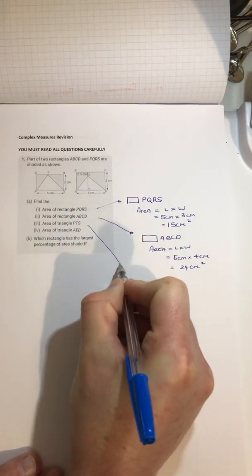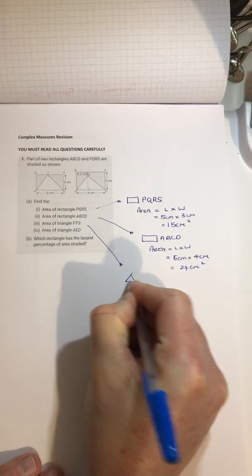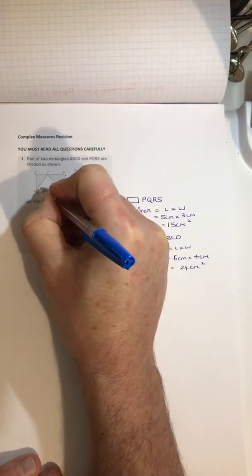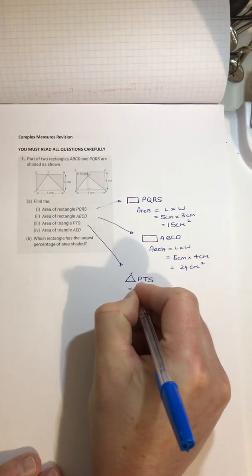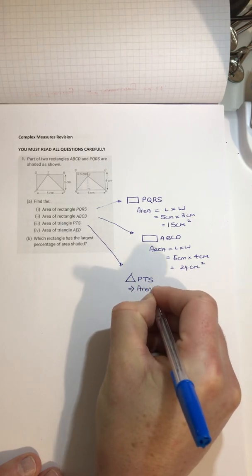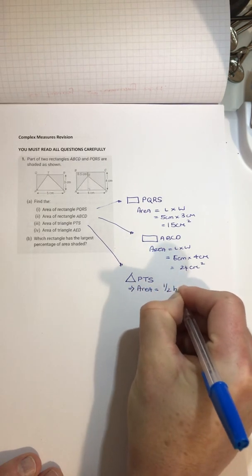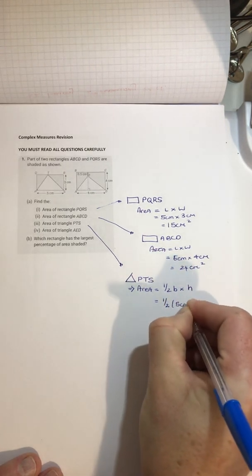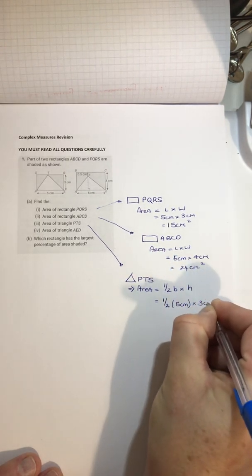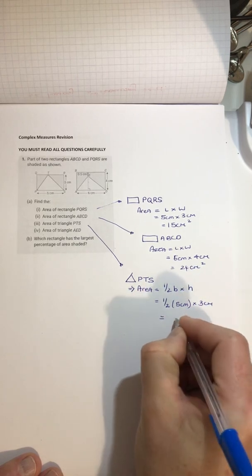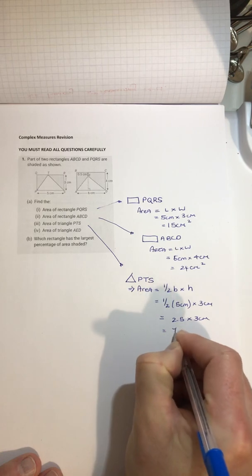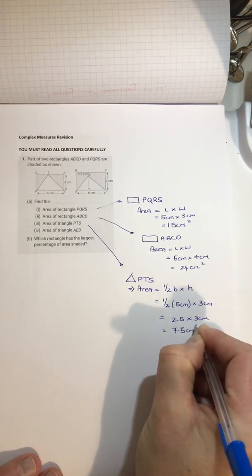Part 3, we're looking for the triangle PTS. The area is equal to a half the base multiplied by the height, which is a half of 5, multiplied by 3, which is 2.5 by 3, which is 7.5 centimeters squared.